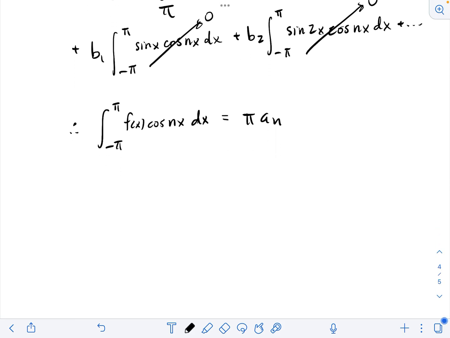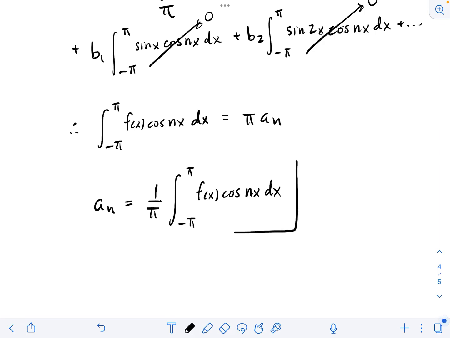We then have a general expression for an when n is 1, 2, 3, 4, 5, 6 up to infinity. It's equal to 1 over pi, the integral from minus pi to pi of f of x cos nx dx. Okay, and so now what we've determined is the a0 coefficient and the an coefficient. I'm going to leave it as an exercise.